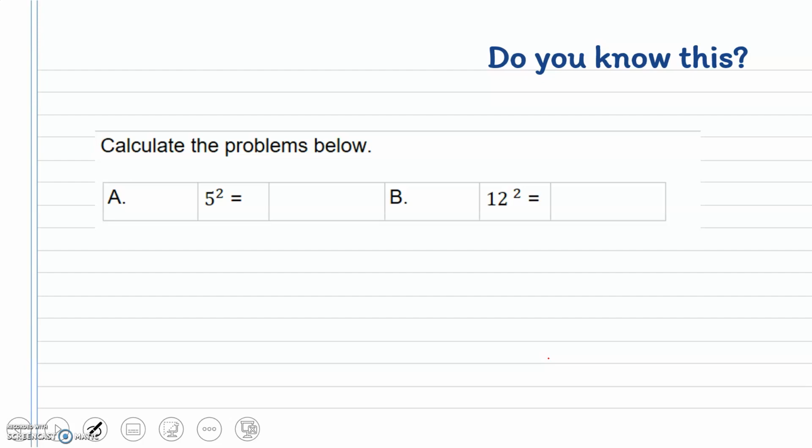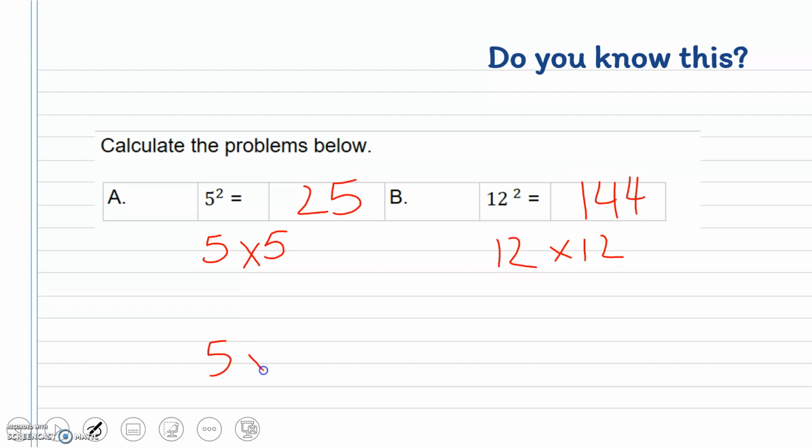Okay, so as this says 5 squared, you are writing this as 5 times 5, which will give you 25. The same thing for B. 12 squared is 12 times 12, which will equal 144. This does not mean 5 times 2. That is not what that means. Okay?